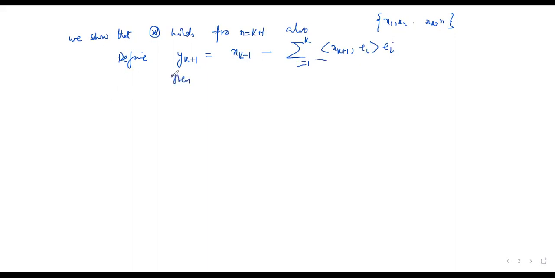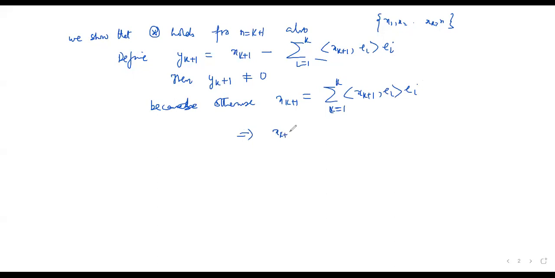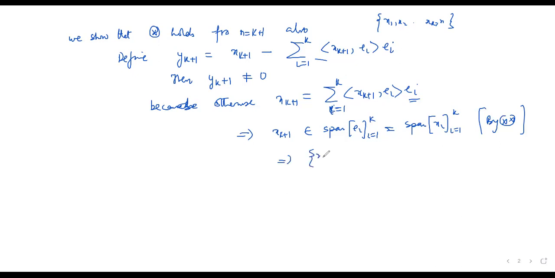Now then पहली बात, y_{k+1} is not equal to 0, because otherwise, अगर ये 0 हुआ, I will get x_{k+1} is equal to summation i runs from 1 to k of the inner product of x_{k+1} with e_i times e_i, which would imply that x_{k+1} belongs to span of e_i up to k, because it's a combination of e1, e2 up to ek. But that by induction hypothesis is equal to span of x_i, i runs from 1 to k, by double star, which implies that x1, x2, ..., x_{k+1} is linearly dependent, which is not true.